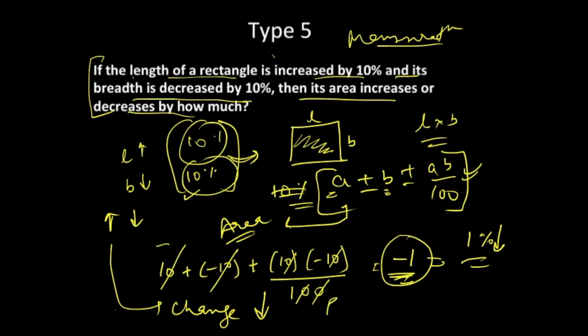In the concepts of profit and loss also we can use the same thing: if there's a 10% profit and then there is a 10% loss, then what is the overall profit or loss? So overall there's always going to be a percentage drop.